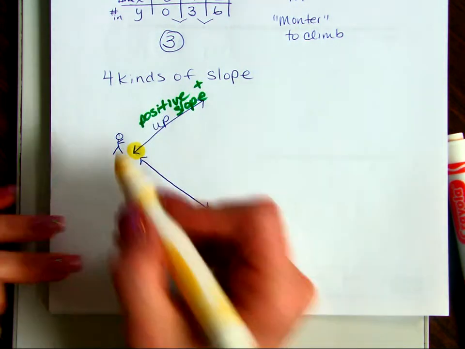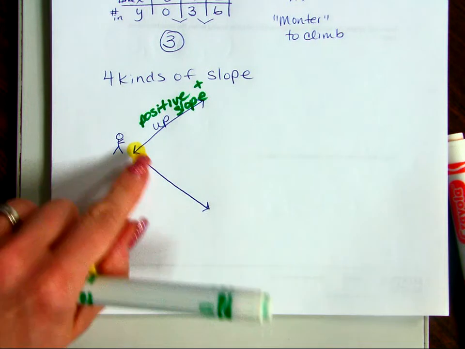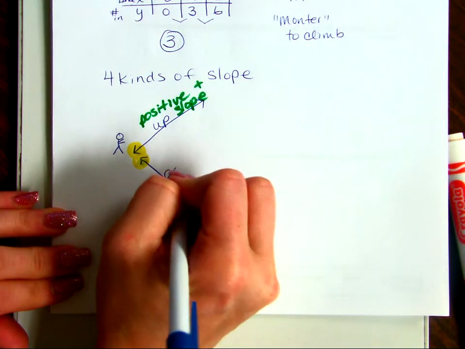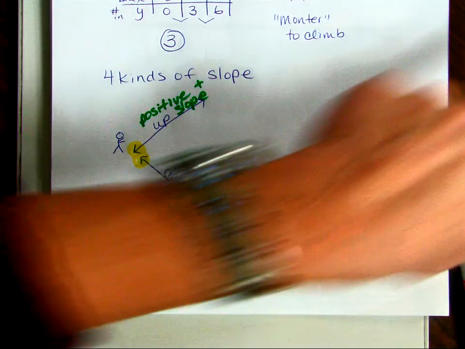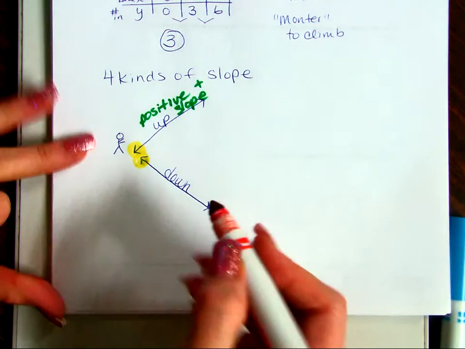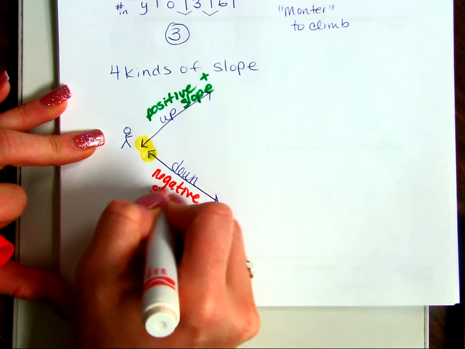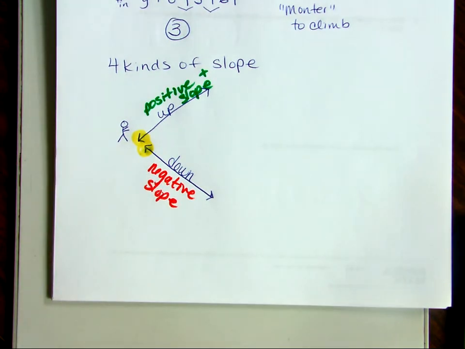So if I start here, this guy needs some skis on, right? Because he's going downhill. So this is actually going down from left to right. And what type of value do we use to represent down on a coordinate plane? Negative. So every single time you see a line that goes down from left to right, you will tell me that it is a negative slope, correct?